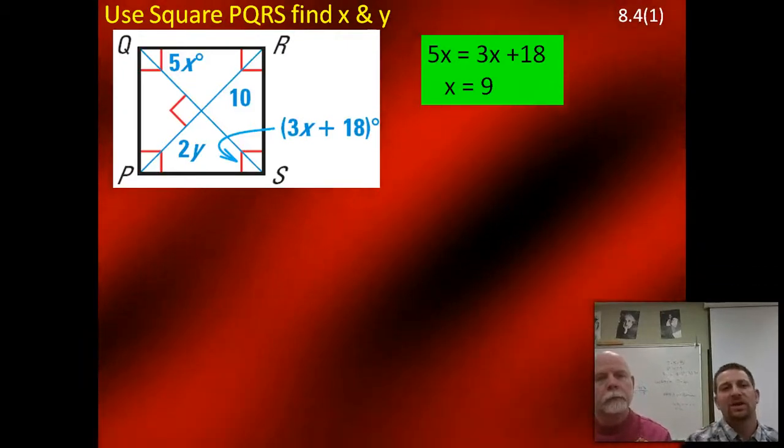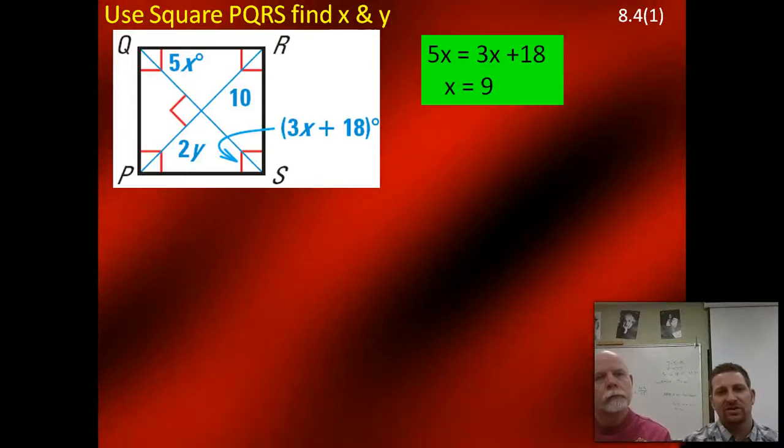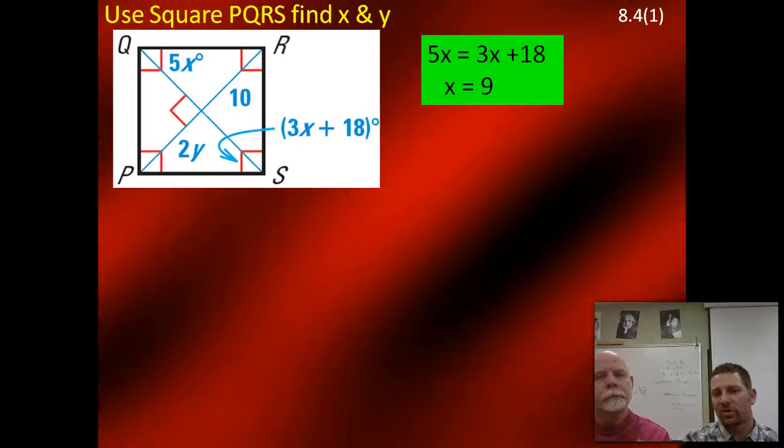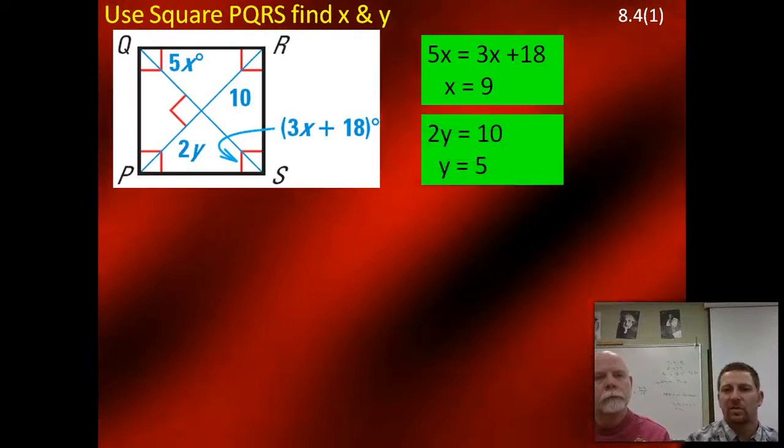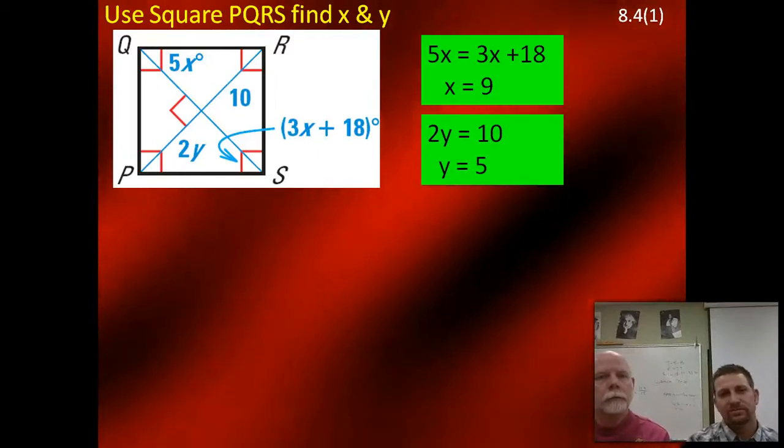And then for the y's, since a square is also part rectangle, we know that those diagonals bisect each other and they're congruent. That's just a parallelogram rule, but we know that 2y is congruent to 10, so we just say 2y equals 10 because the diagonals bisect each other, and so y is 5.